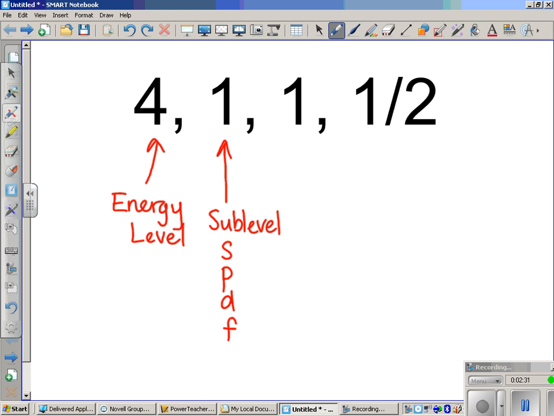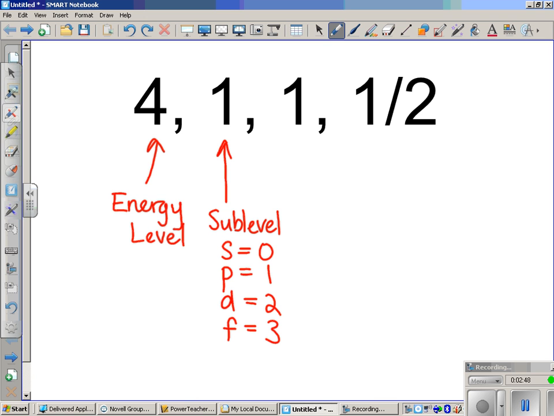If your valence electron in your atom is in the S sublevel, then this number will be a 0. If it's in the P, it will be a 1. If it's in the D, it will be a 2. And if it's in the F, it will be a 3. You do need to memorize those. Okay, you need to memorize those.